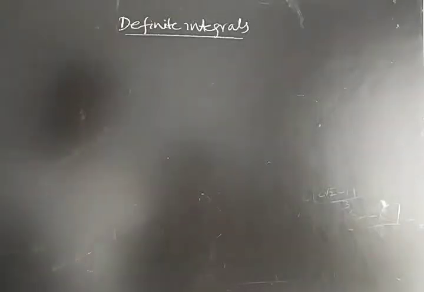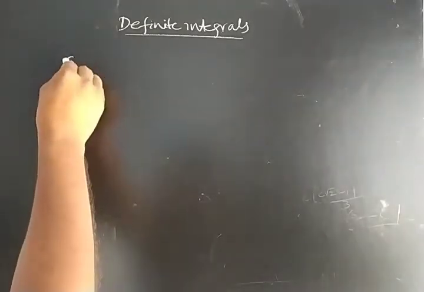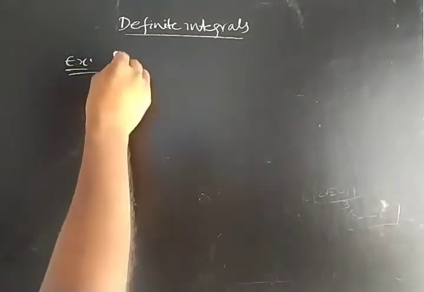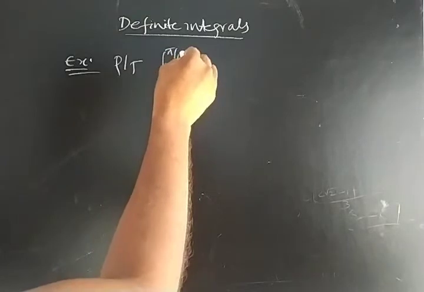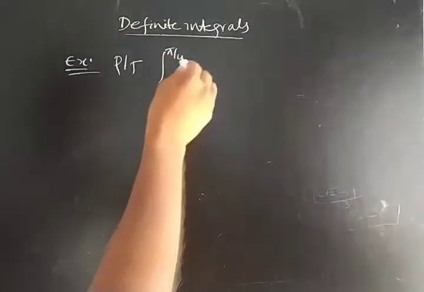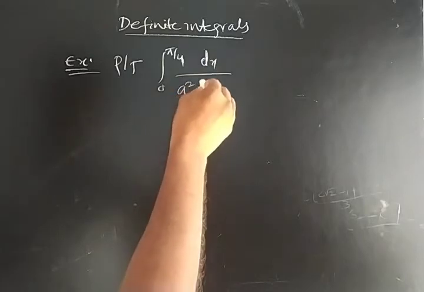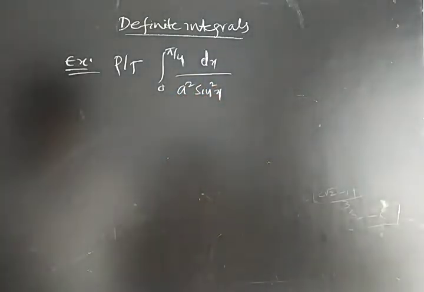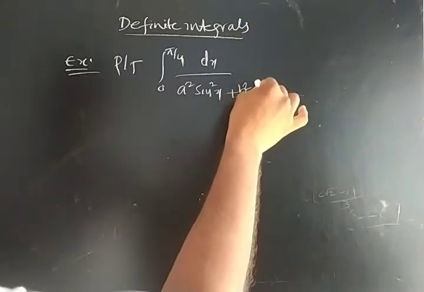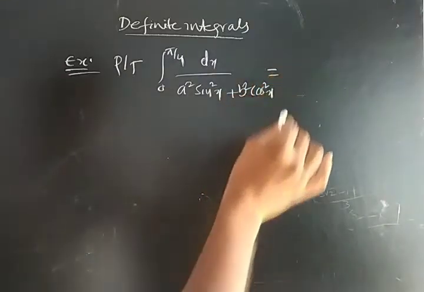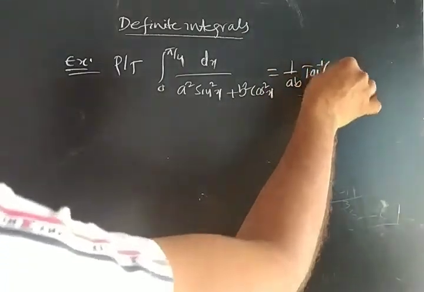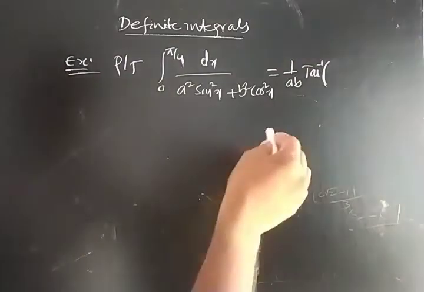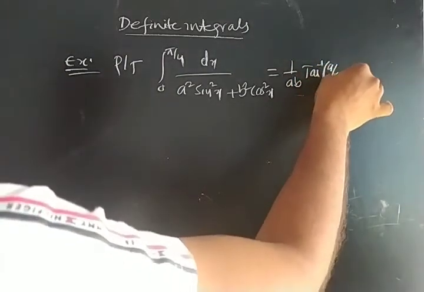Good morning, students. In definite integrals, let us do a few more example problems, and there are some properties as well. One more example problem. Prove that the integral from 0 to pi by 4 of dx by a square sin square x plus b square cos square x is equal to 1 by AB tan inverse of A by B. So we have to prove this.